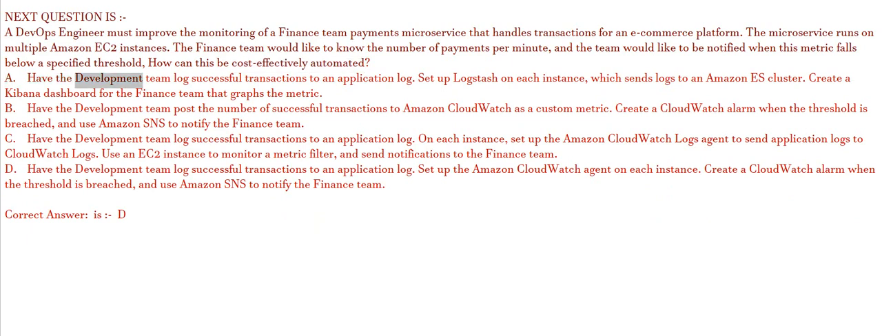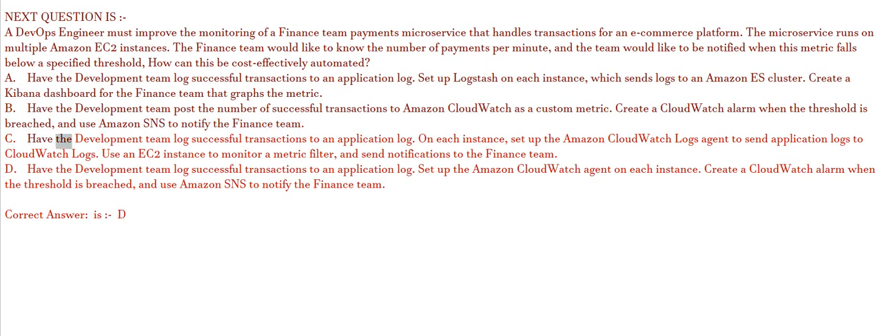A. Have the development team log successful transactions to an application log. Set up Logstash on each instance, which sends logs to an Amazon ES cluster. Create a Kibana dashboard for the finance team that graphs the metric. B. Have the development team post the number of successful transactions to Amazon CloudWatch as a custom metric. Create a CloudWatch alarm when the threshold is breached, and use Amazon SNS to notify the finance team.